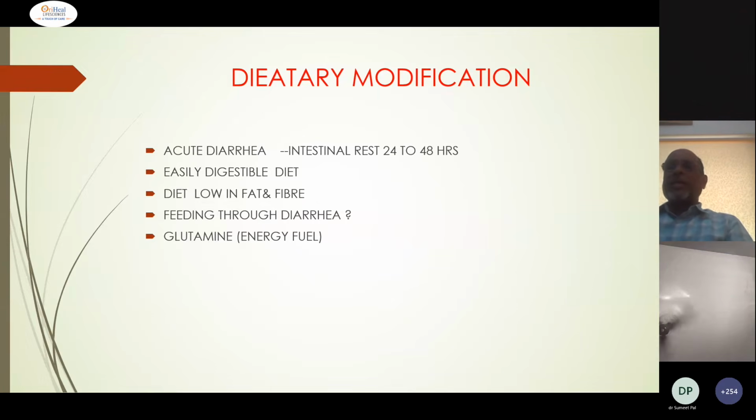Then feeding through diarrhea. This is again a latest concept, especially in chronic cases. You'll have to go in for feeding through diarrhea. They say we should feed in pediatrics. For the child which has diarrhea, they say that you should feed through the diarrhea because the enterocytes require energy to rebuild. So that is required. Glutamine. This is excellent. It's an amino acid which fuels the enterocytes for remodifying the intestinal flora. So glutamine can be added to the diet.